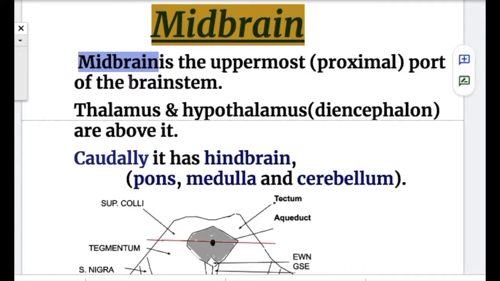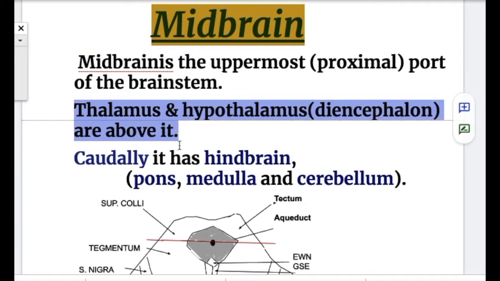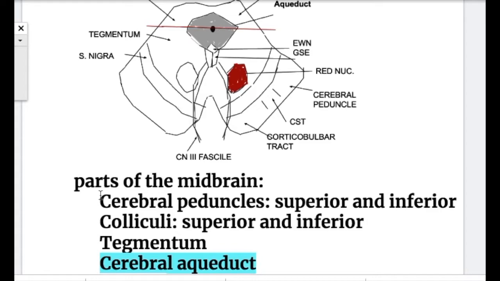In this video, we'll do neuroanatomy and neurophysiology of the midbrain. Thalamus and hypothalamus, or diencephalon, are above the midbrain, and caudally it has the hindbrain: pons, medulla, and cerebellum. This is the cut section of the midbrain, and the parts of the midbrain are the superior and inferior colliculi, superior and inferior cerebral peduncles, tegmentum, cerebral aqueduct, and tectum.